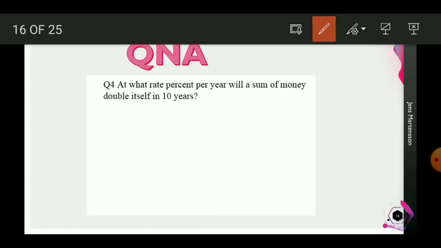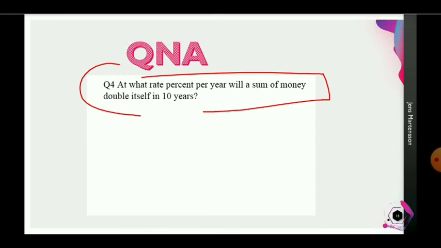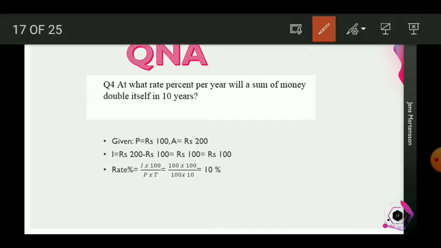So the fourth question of ours is, at what rate percent per year will a sum of money double itself in 10 years? Means at what rate percent per year does a sum of money double itself in 10 years. So this is a little tricky question. So let me show you the solution of it, so that you can easily get it side by side. So we have been given, like, we can assume the P as 100.